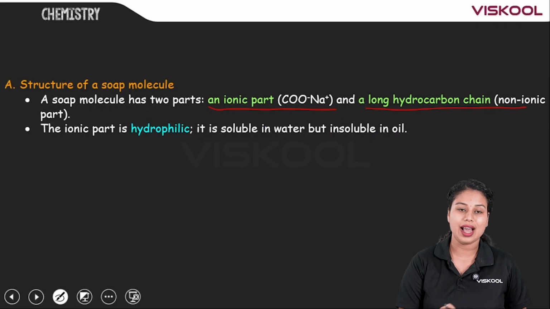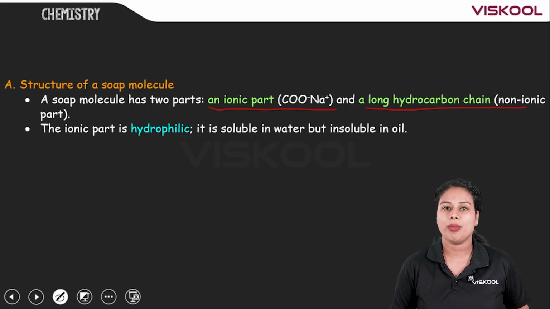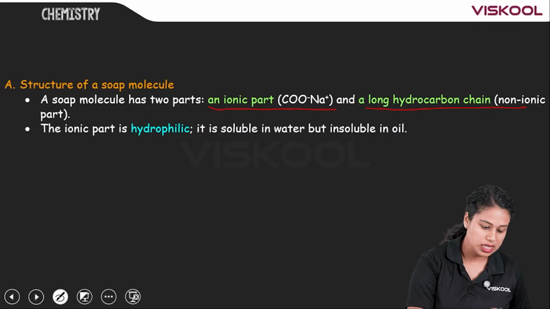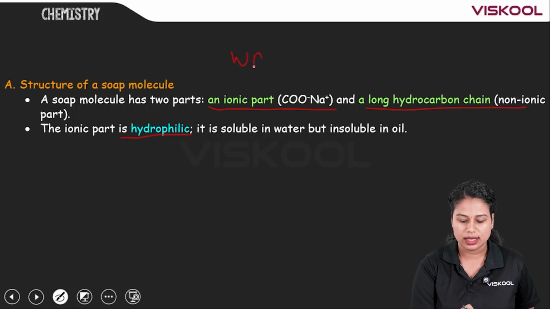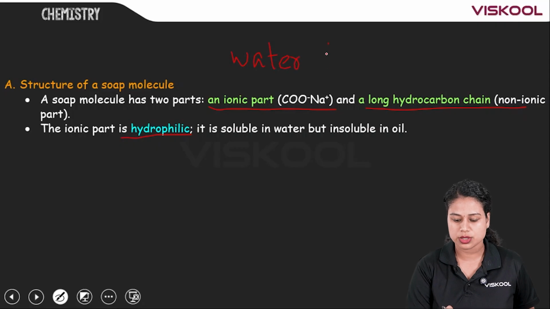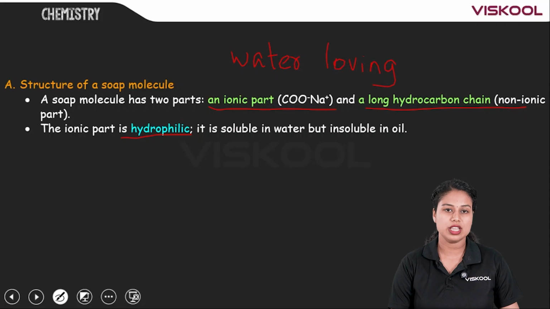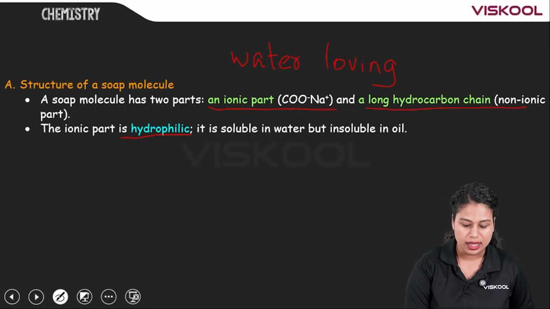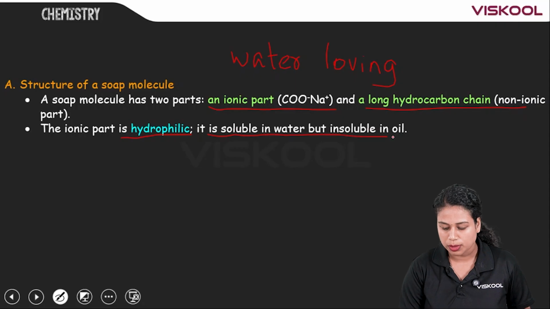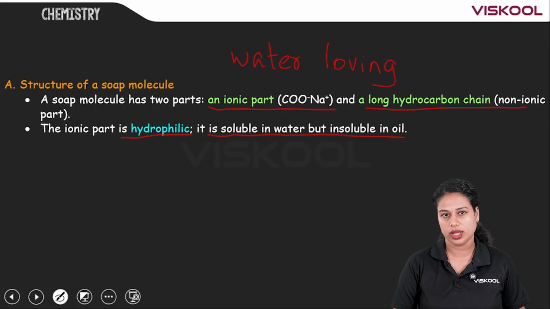If we are taking the ionic part, here it is COO minus Na plus. This ionic part is hydrophilic. Hydrophilic means water loving. So this ionic part is water loving. That means it is soluble in water but insoluble in oil.